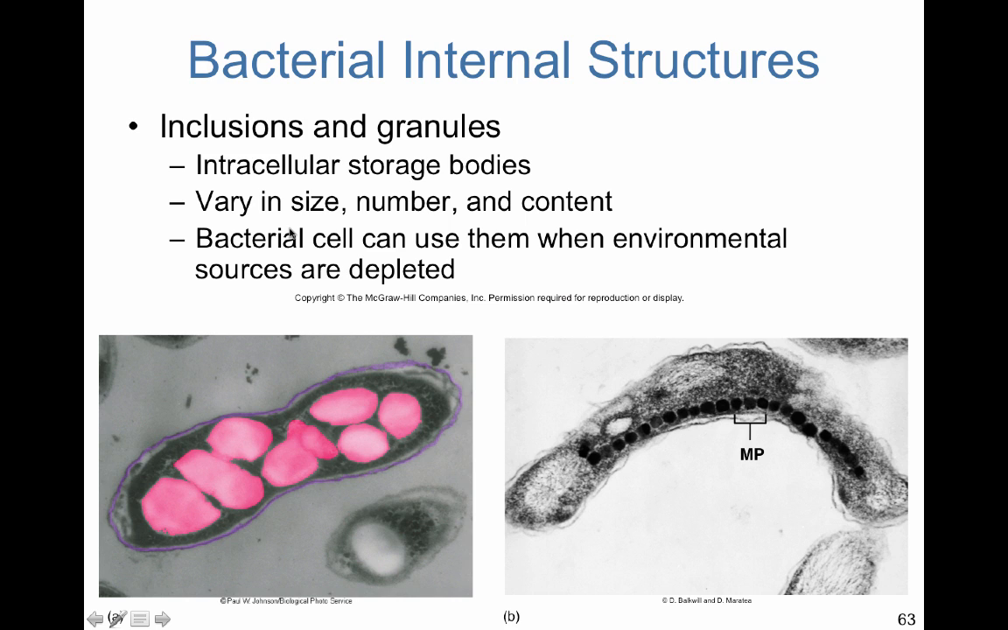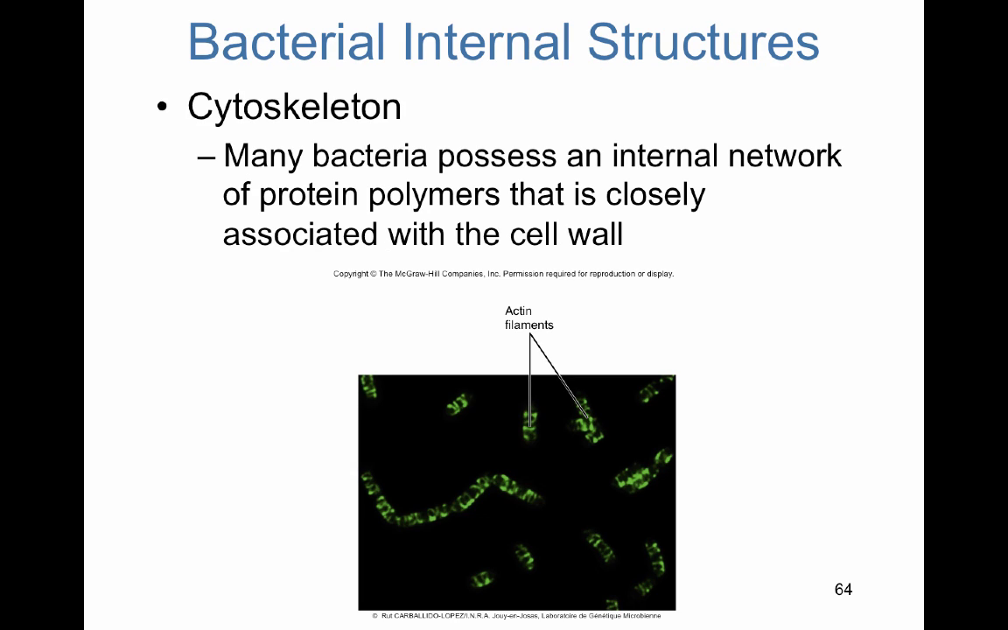Now, you also might find some additional internal structures like inclusions or granules. And the thing to remember is that these can serve as a mechanism for storage. The bacteria can rely on the nutrients and the compounds in these storage bodies when they are depleted. Because of this, they vary in size, number, and also what contents are stored, depending upon what species we are dealing with, what different type of bacteria we're talking about.